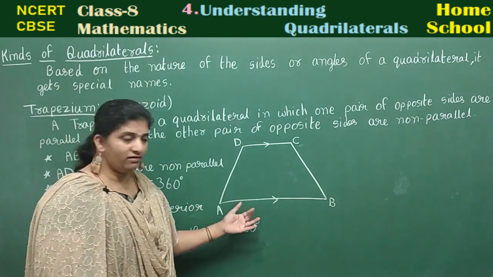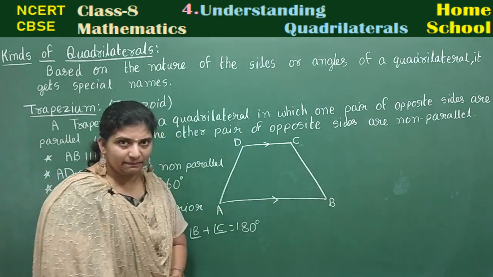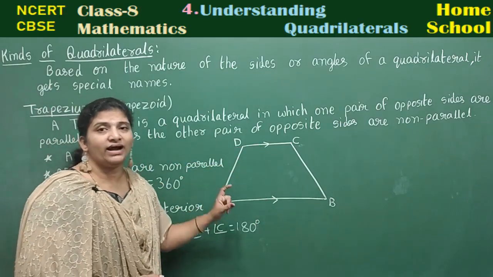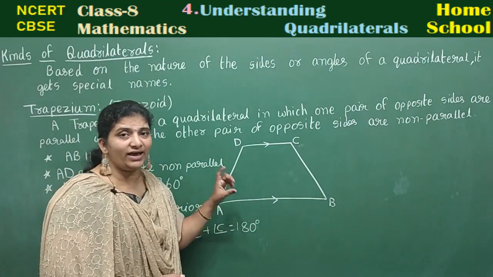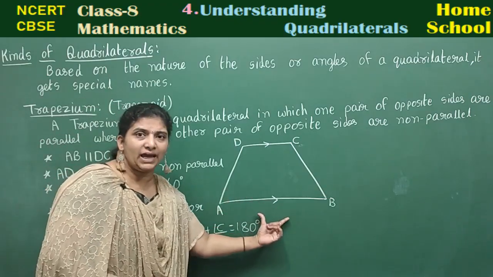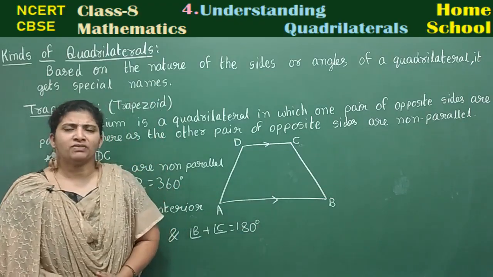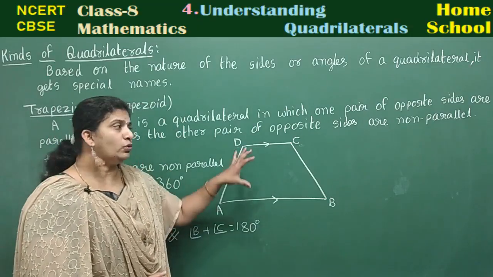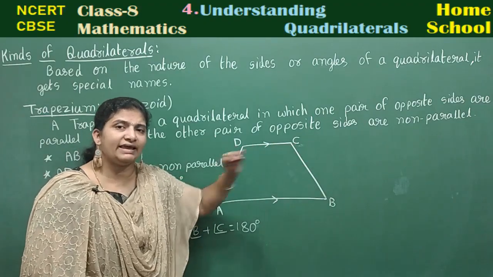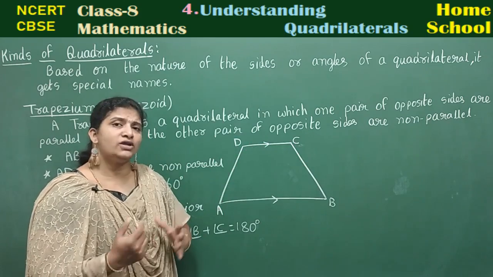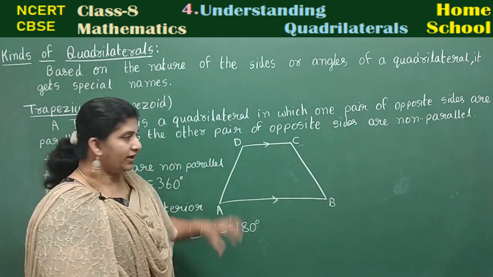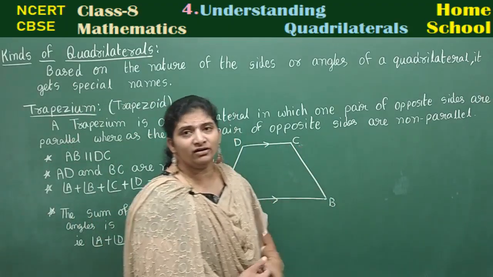You can see a trapezium here. ABCD is a trapezium. The arrow mark indicates these 2 lines are parallel. A trapezium is also a quadrilateral where one pair of sides are parallel. Which sides are parallel? AB is parallel to DC. What is parallel, children? The distance between the 2 line segments is the same, and if extended, they never meet. Whereas non-parallel sides, if extended, may meet at some position. These 2 lines, if we try to extend, never meet.